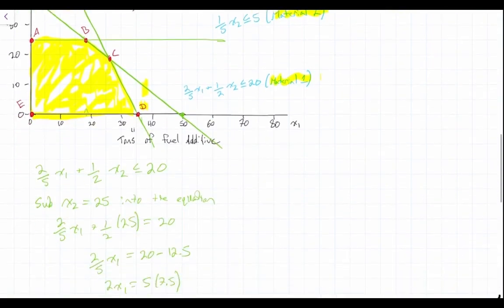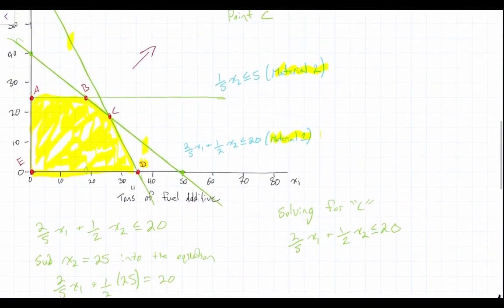So solving for C, we're going to solve first for our x2 variable. What we're going to say is that 2/5 of x1 plus 1/2 x2 must be less than or equal to 20, right? This is the constraint that we have for material 1. We'll call this equation 1.